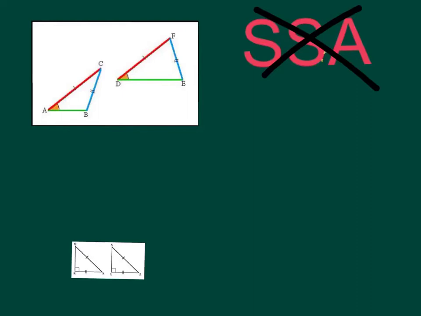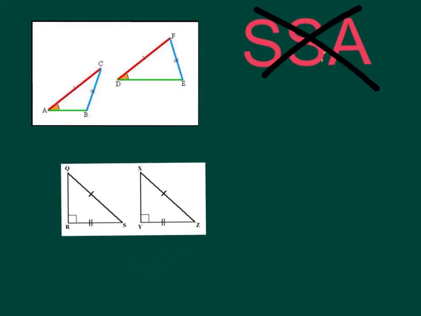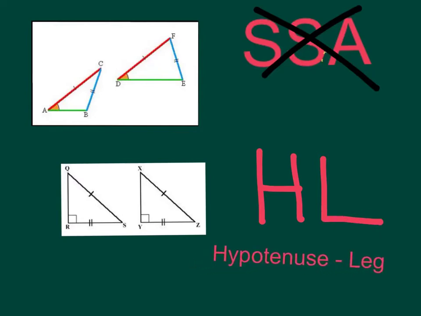However, there is a special case of SSA that happens when you have right triangles. And when you have right triangles, we have a shortcut for congruent triangles called HL. And HL stands for hypotenuse leg. So if we have a right triangle, and if we know that the hypotenuse of one triangle is congruent to the hypotenuse of the second triangle, and they also have a pair of congruent legs, we can say that the 2 triangles are in fact congruent. So again, right triangle where the hypotenuses are equal and the legs are equal, just one set of legs.